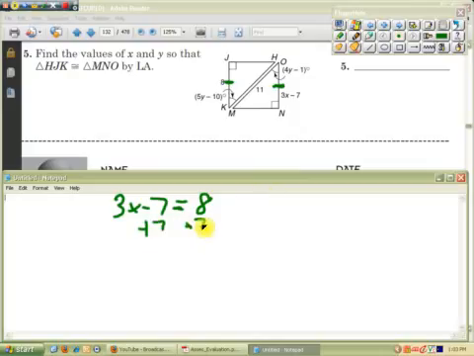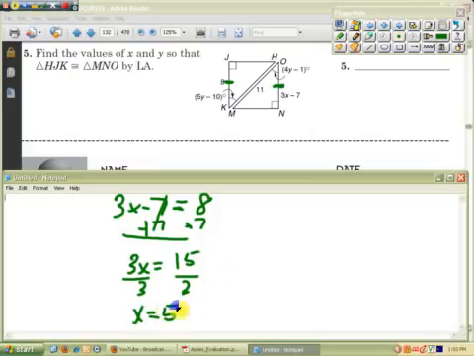Add 7 here. In order to solve this, you're going to have 3x equals 15. And if you divide by 3, x will equal 5. Now for the y values.